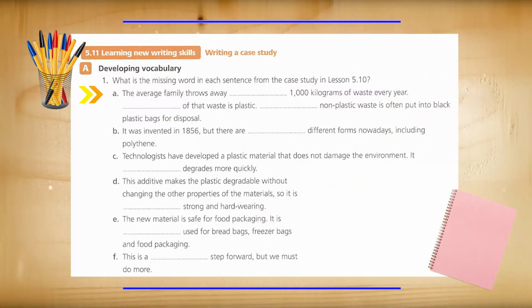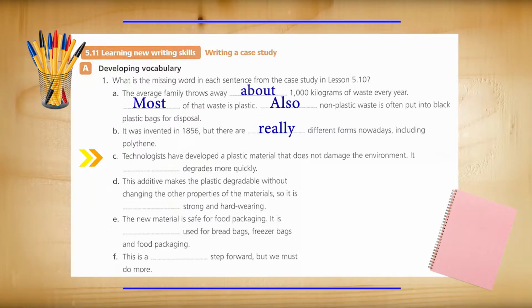Now, let's go to some sentences on the screen and let's do them together. A. The average family throws away about 1,000 kilograms of waste every year. Most of that waste is plastic. All non-plastic waste is often put into black plastic bags for disposal. B. It was invented in 1856, but there are really different forms nowadays, including polythene.